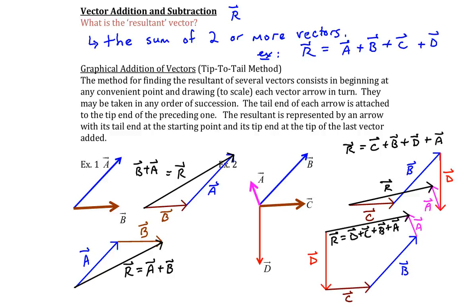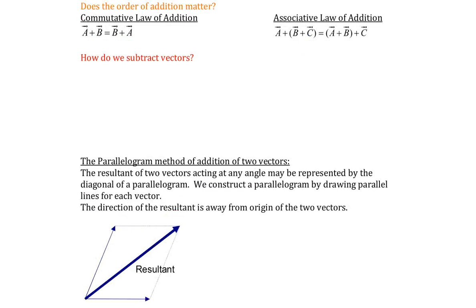Do you remember what we call that in mathematics? Go to the next page in your notes. You can see at the top of your page where it says, does the order of addition matter? And the answer is hopefully a resounding no. You can add them in any order. So vectors, or vector math, will obey the associative and the commutative laws of addition.